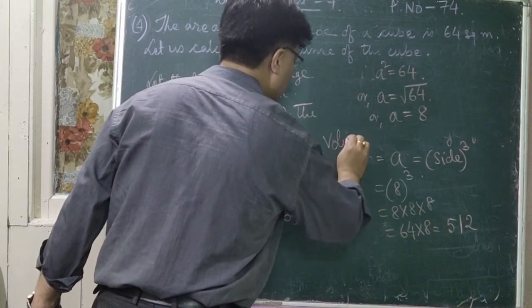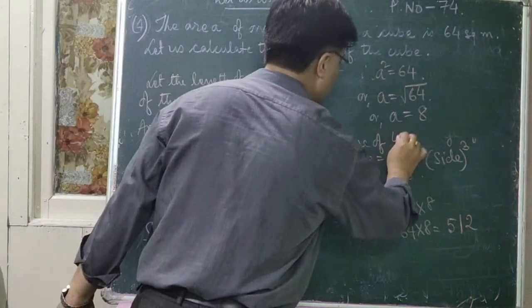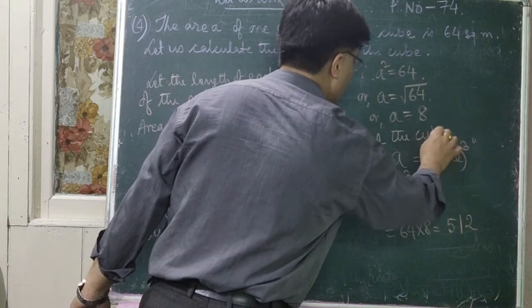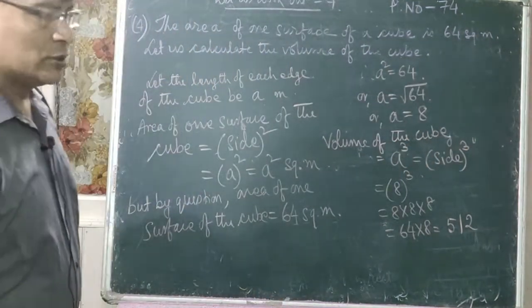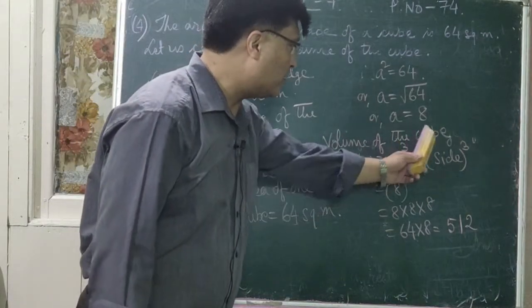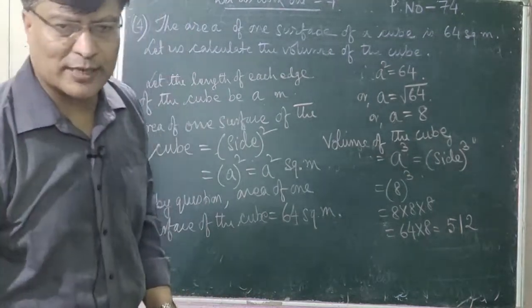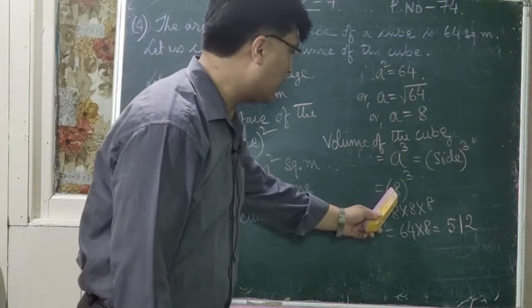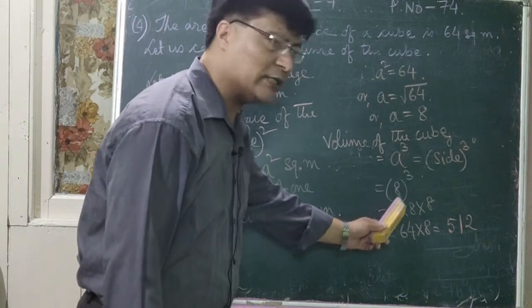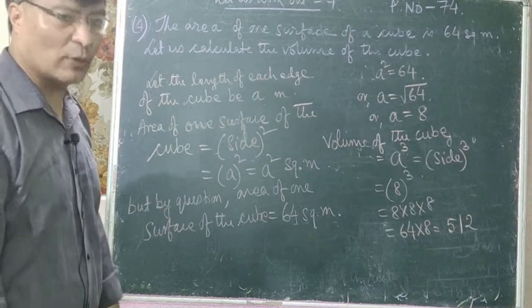Therefore, volume of the cube, you have to find out the volume of the cube, isn't it? So volume of the cube is equal to, this is a cube. So you volume of the cube is equal to a cube, which is equal to side whole cube. We may write side whole cube also. Side means length of each edge whole cube. What is a whole cube here? 8 whole cube. 8 whole cube means 8 into 8 into 8. If you multiply this 8 3 times, you will get 512.